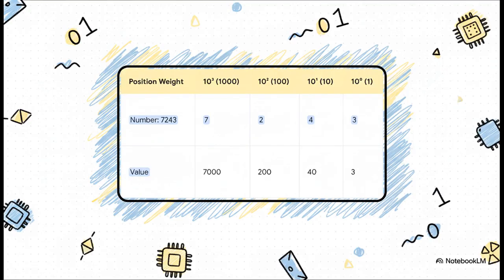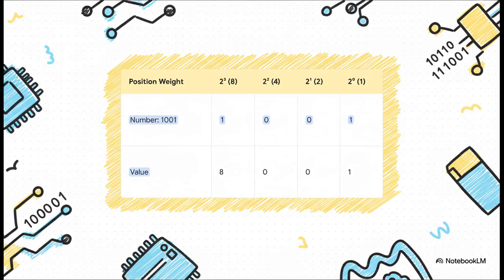Now, the way we understand our numbers is all about position. Think about the number 7,243. That 3 on the end is just 3. But the 2 isn't just a 2, it's 2 hundreds. And the 7 is 7 thousands. Each spot is a power of 10. We learned this so early in school that we don't even think about it anymore. It's just second nature. And what's so cool is that computers use the exact same idea.